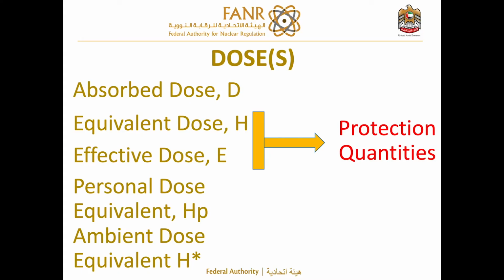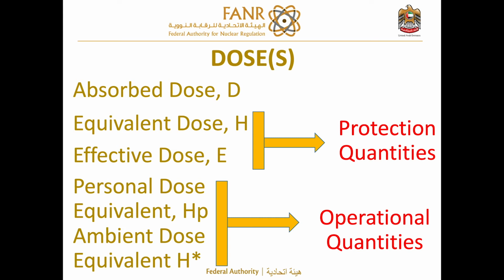There is only one caveat here. Those two quantities, as we will see by their definitions, cannot be measured in practice. That's why other quantities, including Hp, the personal dose equivalent, and H star, the ambient dose equivalent, have been defined, and they are called operational quantities. Those operational quantities allow us to do radiation protection in practice, to measure fields, to evaluate risks, but they are connected to protection quantities, so they are very important in practice.